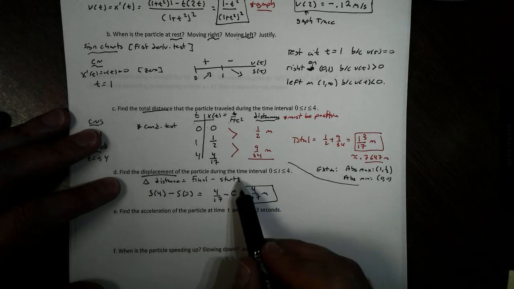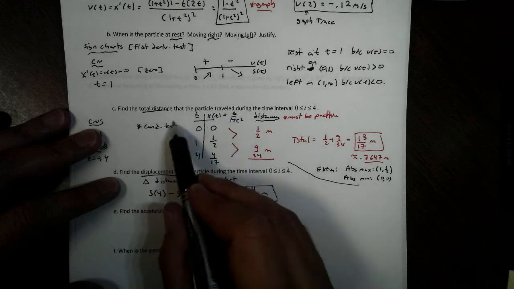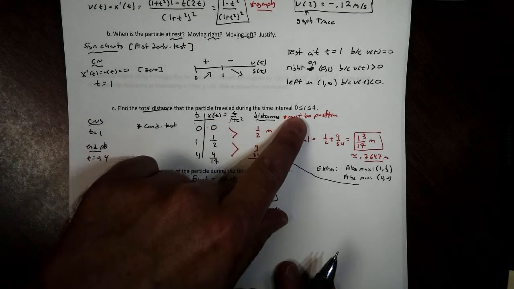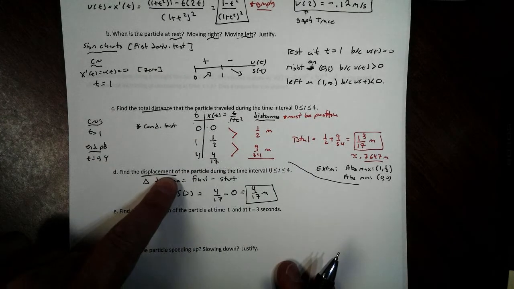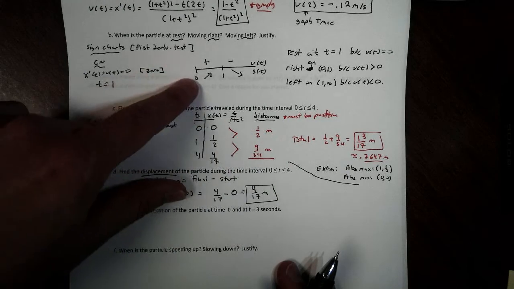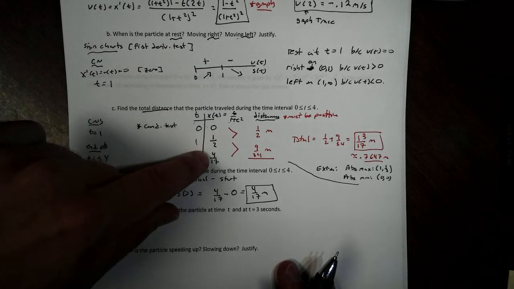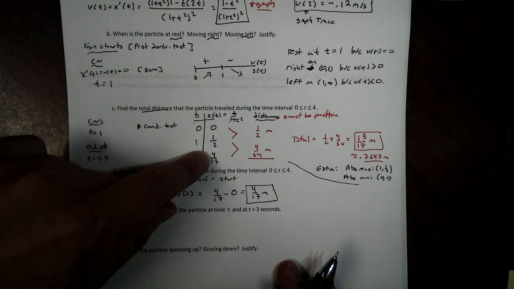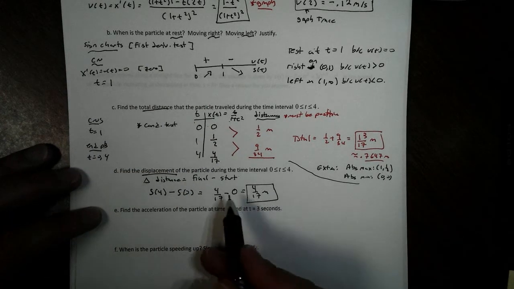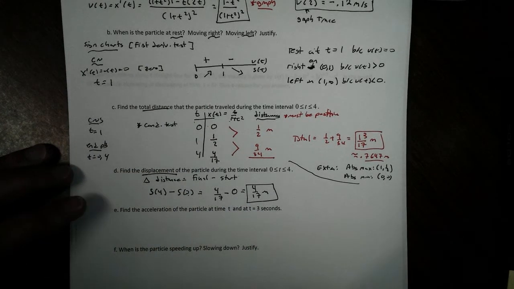Now, you can also get that from your total distance, from your sign chart. Remember, in total distance, the signs must be positive, but in displacement, it's directional. So this will be plus 1/2 because we're moving forward, and this will be minus 4/17. And we can get our answer that way as well. But just take your final minus your start.